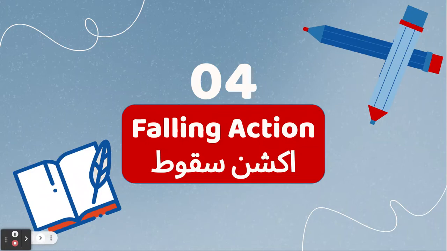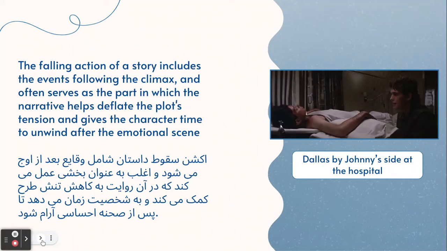So let's see the falling action. The falling action of a story includes the events following the climax and often serves as a part in which the narrative helps deflate the plot's tension and gives the character time to unwind after the emotional scene.